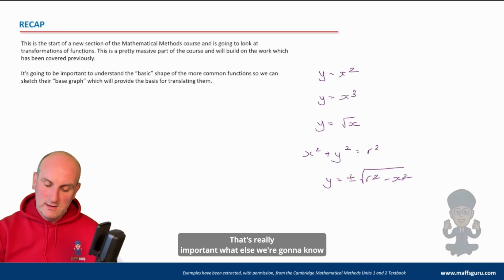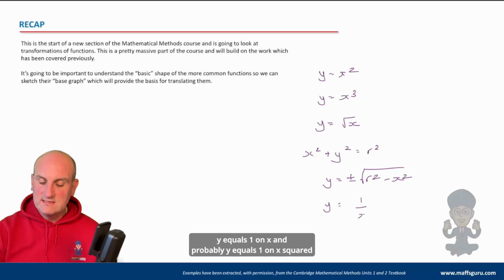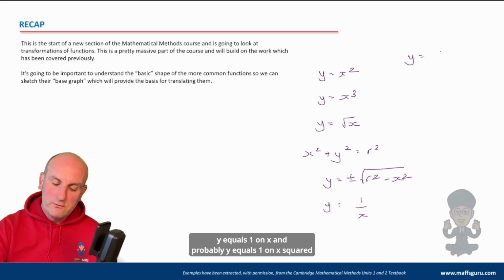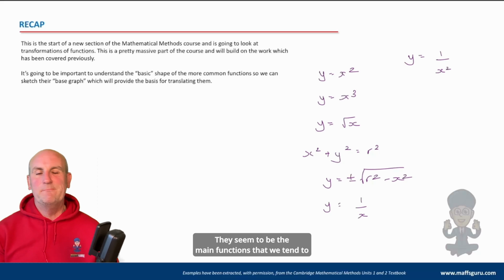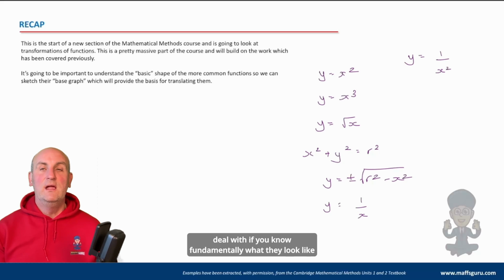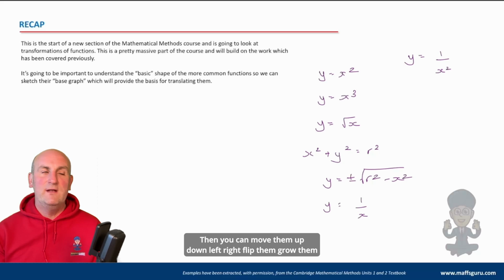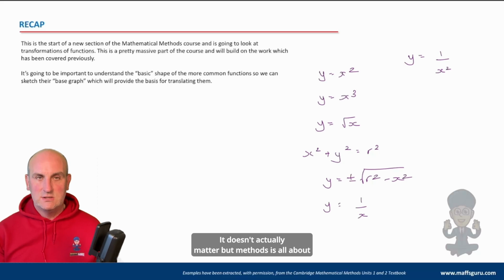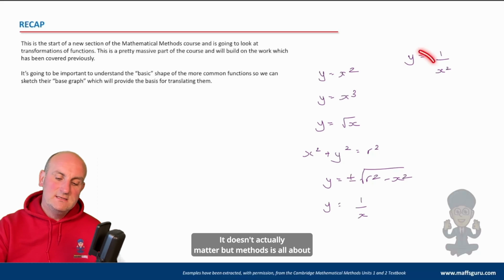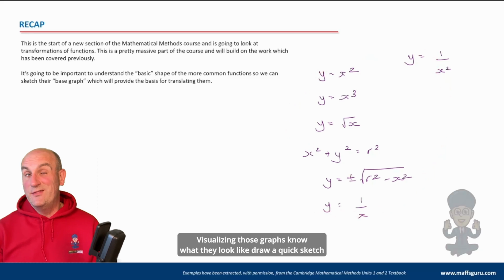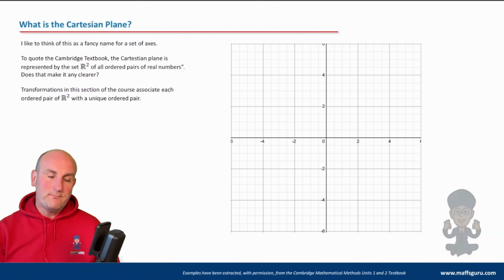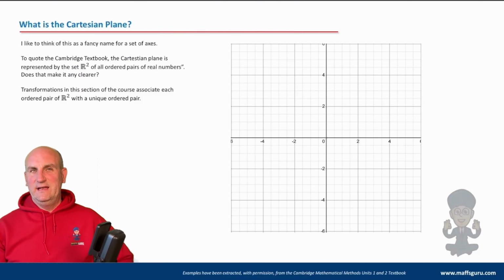That's really important. What else have you got to know? y equals 1 on x. And probably y equals 1 on x squared. They seem to be the main functions that we tend to deal with. If you know fundamentally what they look like, then you can move them up, down, left, right, flip them, grow them. It doesn't actually matter. But Methods is all about visualizing those graphs. Know what they look like, draw a quick sketch. Right, so what is the Cartesian plane?